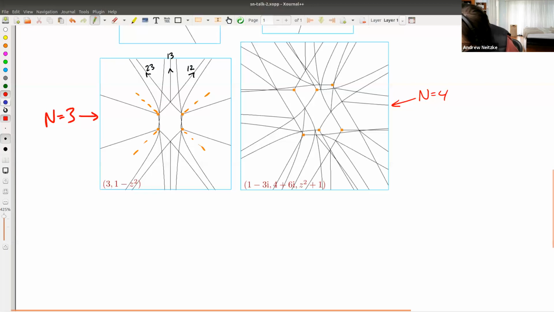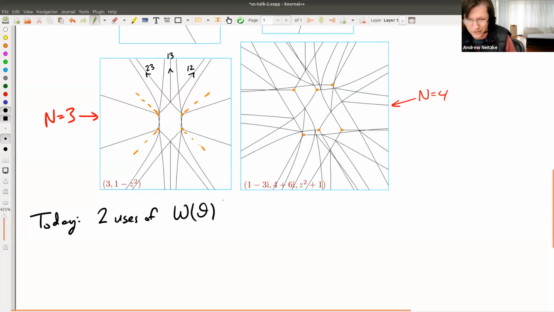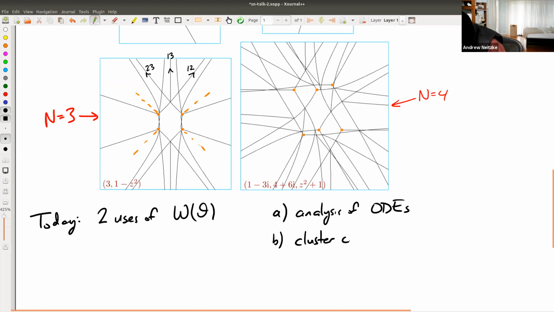Okay, so now my goal today is to explain two uses of this spectral network. The spectral network I call W of theta. Two uses that are somehow connected to each other. One is in the analysis of ODEs, so some geometric aspect of the analysis of ODEs. And the second one is the theory of cluster varieties, so cluster coordinates.